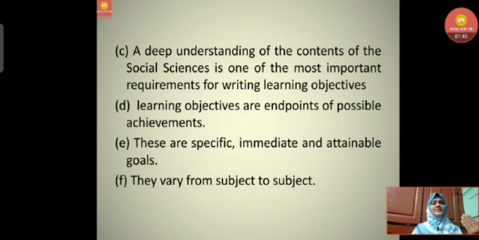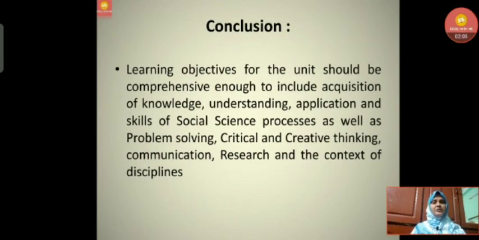Then a deep understanding of the contents of the social sciences is one of the most important requirements for writing learning objectives. Learning objectives are endpoints of possible achievements. These are specific, immediate and attainable goals. They vary from subject to subject. Now let's conclude this topic.